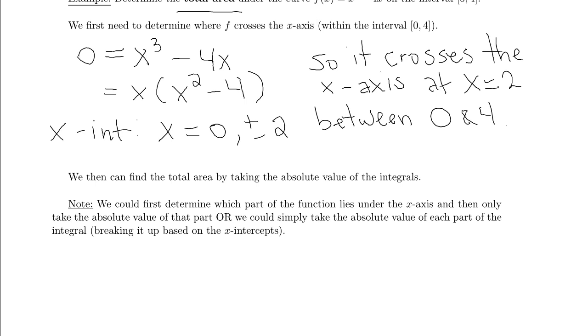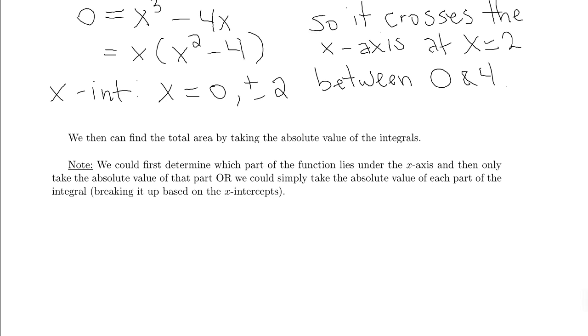Now, here's a note. We could first determine which part of the function lies under the x-axis and then only take the absolute value of the part that we know is negative. Or, if we want to be a little bit lazy, we could simply just take the absolute value of each part of the integral, breaking it up based on the x-intercepts. So we don't actually need to know where it's negative and where it's positive, because taking the absolute value of a positive number doesn't change it at all.